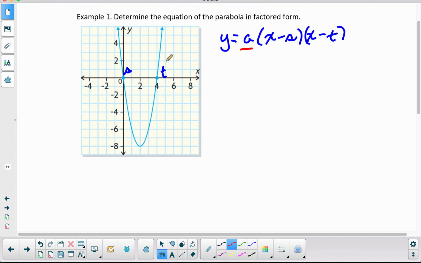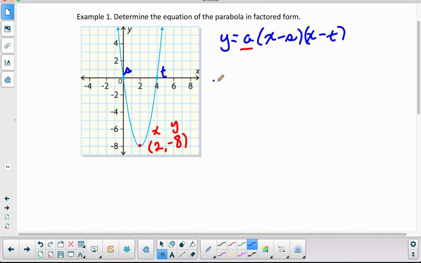So what other point can we find on this parabola? Oftentimes the vertex is a great point. So in this case here, the vertex is located at (2, -8). Okay, and this gives us an x and a y value that we can fill in the general form. Okay, so here we go.